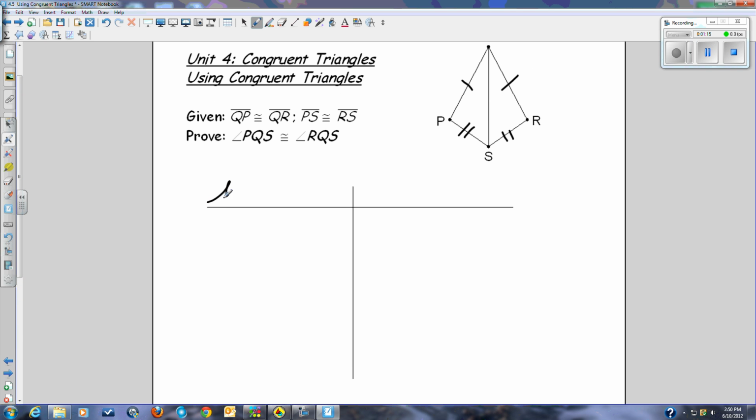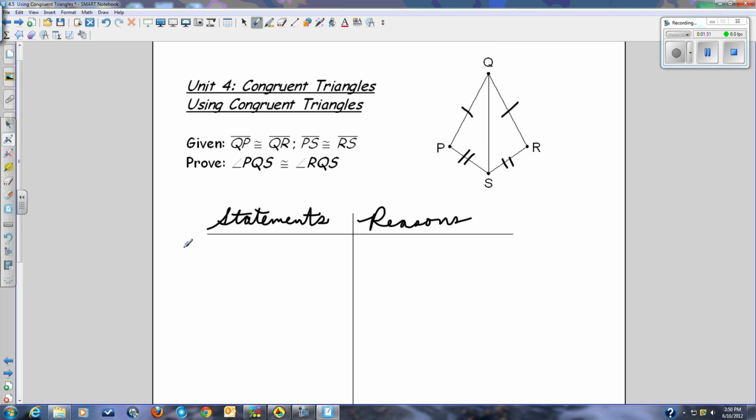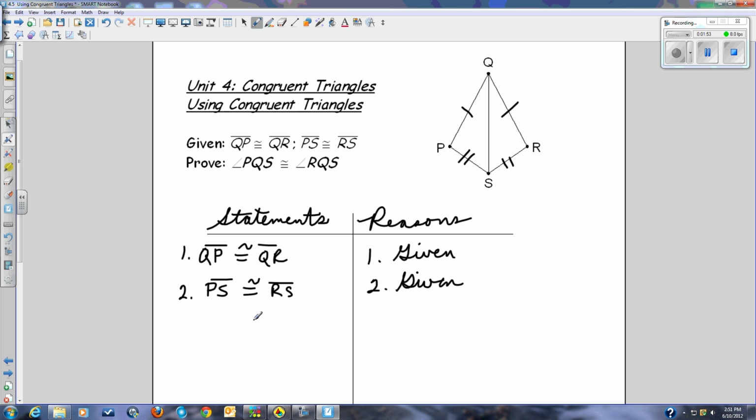We're going to start by listing the statements and the reasons. So number one, let's just write down our given information that QP is congruent to QR. That's given. That PS is congruent to RS. That's also given.